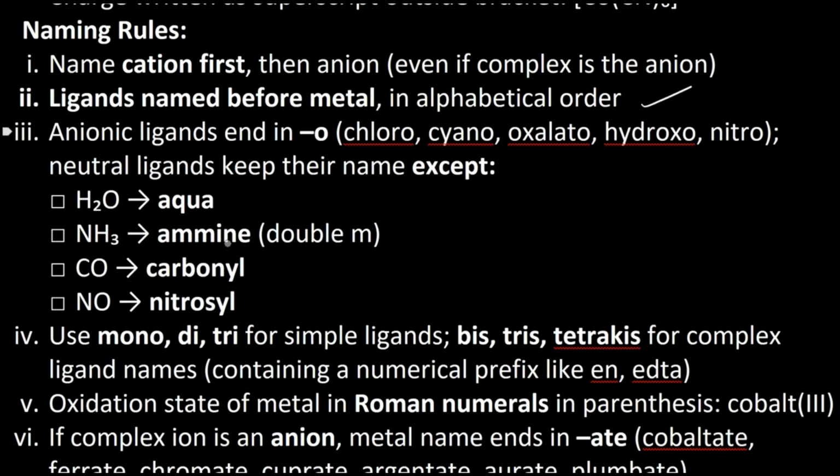Negative ligands end with an O sound, like chlorido, cyanido, oxalato, hydroxido, nitrito. Nitrito particularly is an ambidentate ligand, right? You have to mention whether oxygen is bonded with the metal or nitrogen is bonded with the metal. Okay. So N-nitrito if nitrogen is bonded, O-nitrito if oxygen is bonded. The similar thing works for SCN also. Okay.